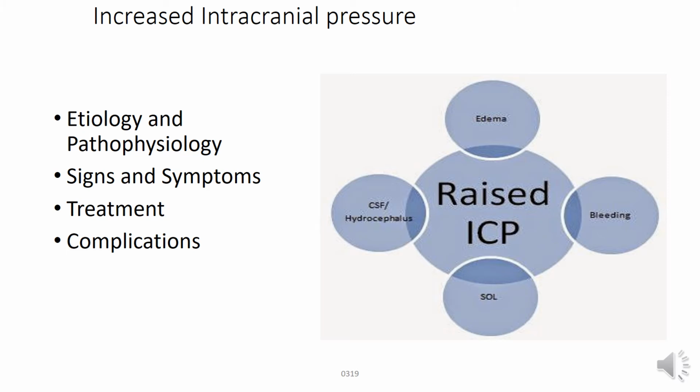So the etiology and pathophysiology of ICP includes any lesion or fluid accumulation that begins to take up space within the cranial cavity, and this causes an increase in the pressure within that cavity. It can be due to swelling of brain tissue from injury or surgery, leakage of blood from a ruptured cerebral vessel, excessive production of CSF, tumors, abscesses, or any other space-occupying lesion within the skull. Normal ICP ranges from 0 to 15 millimeters of mercury.